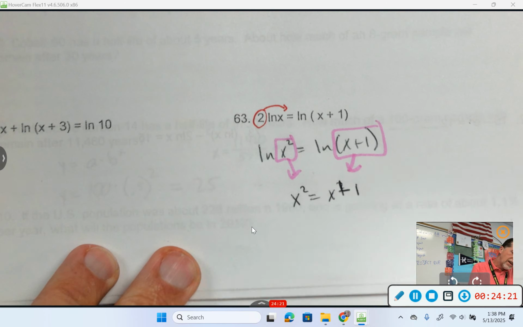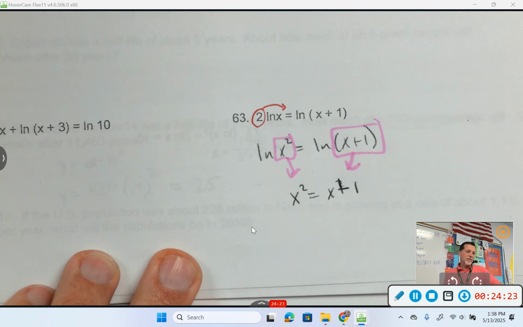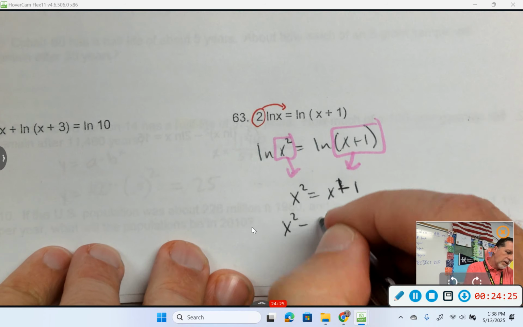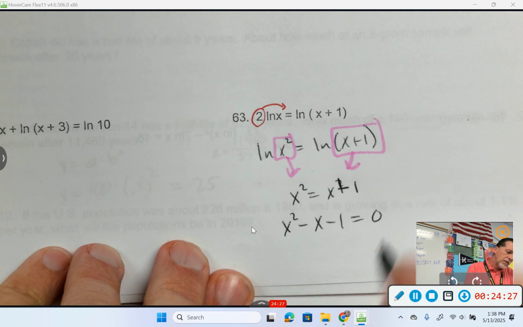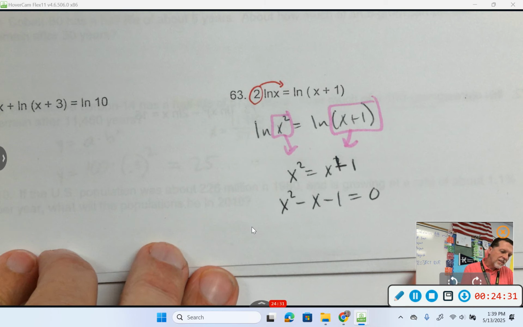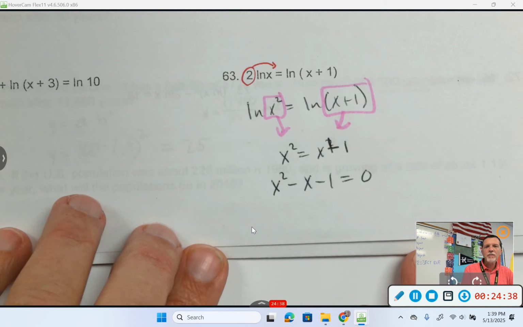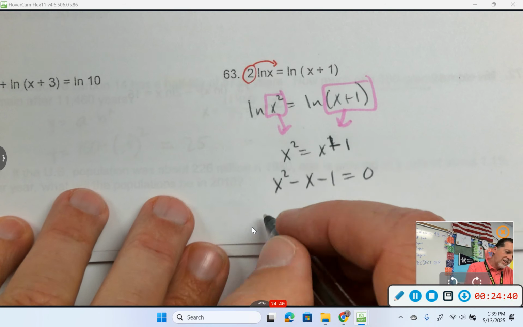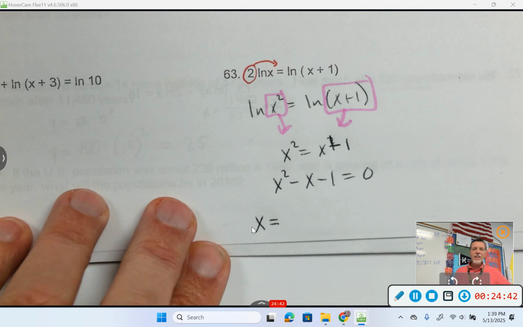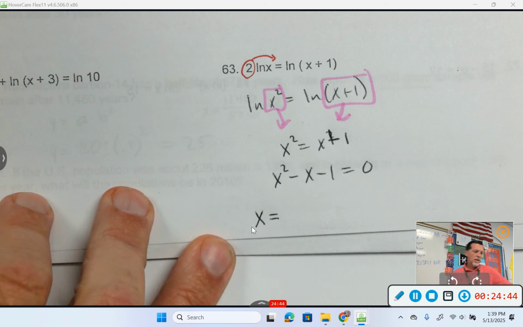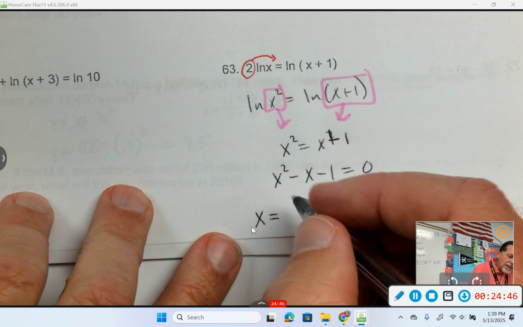Oops. x squared equals x plus 1. So x squared minus x minus 1 equals 0. Wait a minute. That's no good. I don't think I did anything wrong. Why don't I like this problem? It's not factorable. That's okay. We can handle not factorable problems. It allows us to sing.